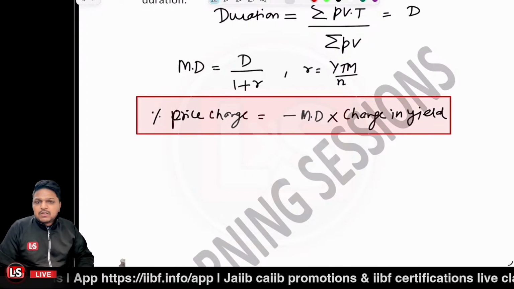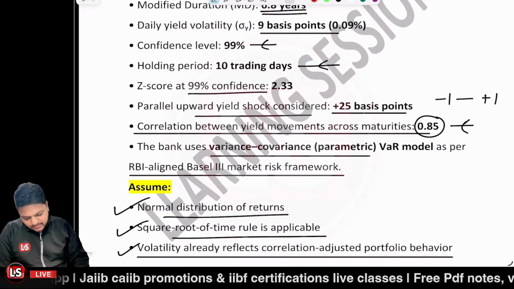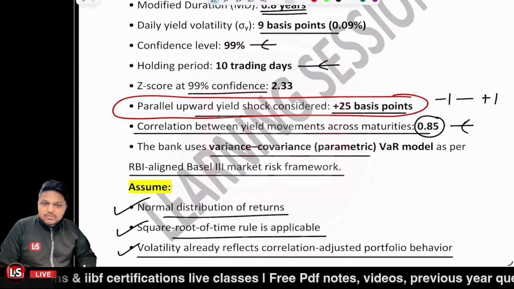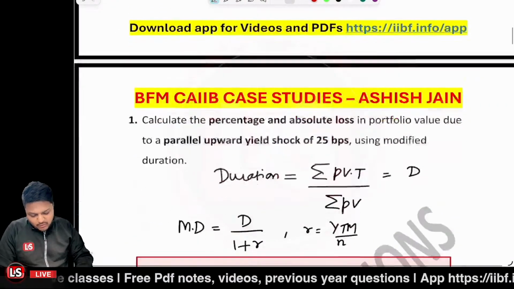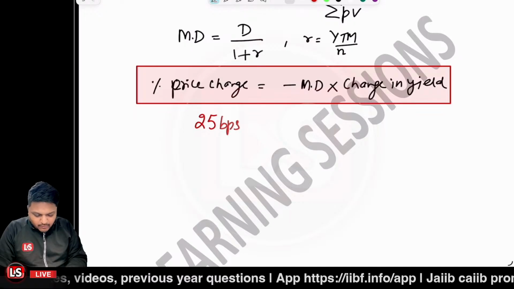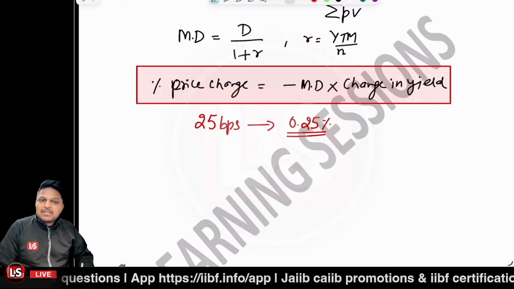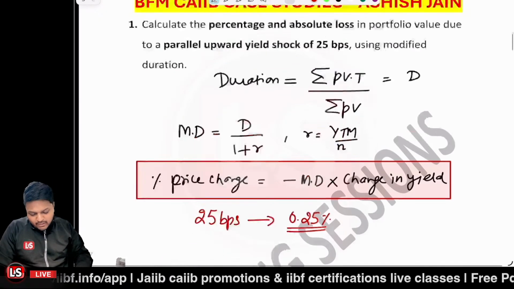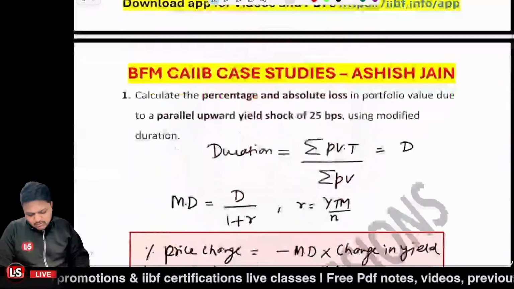Now the change in yield is what? Change in yield in the question is given to be 25 basis points, a parallel upward yield, right? So this is plus 25 basis points. Now 1 basis point is equal to 0.01%. So 25 BPS would be equivalent to 0.25%, right? So the change in yield is known, and modified duration is also given to be 6.8 years, right? So it will be 6.8.